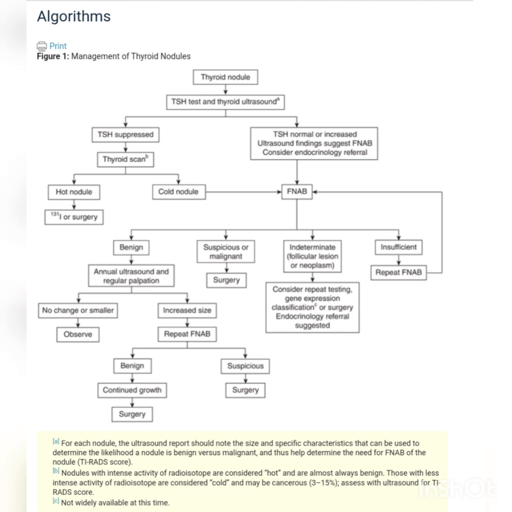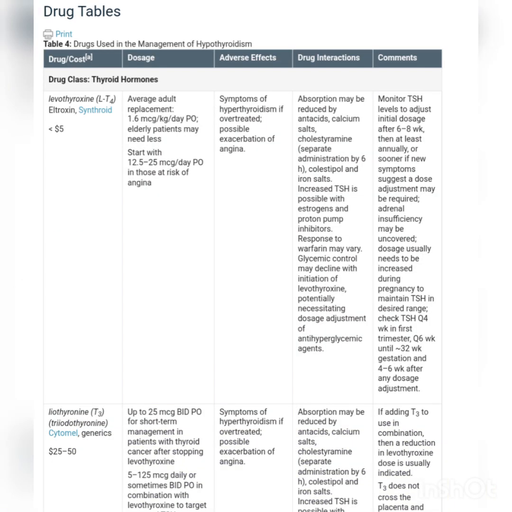So very important. And last but not the least, guys, at the end of each chapter, you're going to see drug tables. All the drugs mentioned as treatment options in your CTC, in your pharmacological choices, will be listed over here. There'll be a basic dosage, an adverse effects profile, a drug interaction, and comments profile. This table is very, very important. I cannot emphasize how important this is.